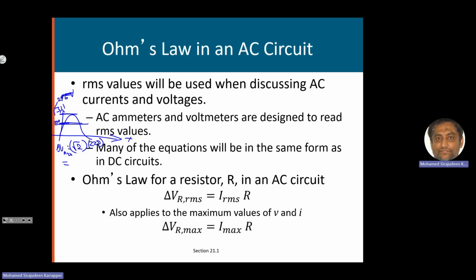Right, so we can write the Ohm's law in terms of this average value. We will say the potential difference across the resistor, its RMS value, is equal to the RMS value of the current multiplied by the resistance. V is equal to IR, the Ohm's law. You can also write it in terms of the maximum value. In that case, both sides maximum. So the potential difference across the resistor, the maximum value, is equal to the maximum current through the resistor multiplied by R. That is the Ohm's law applied to an AC circuit when you have a resistor in the circuit.